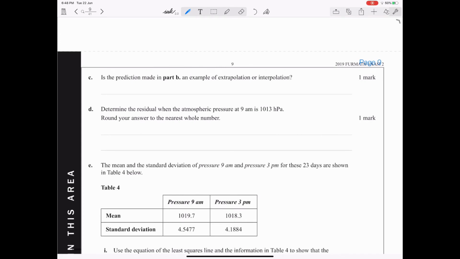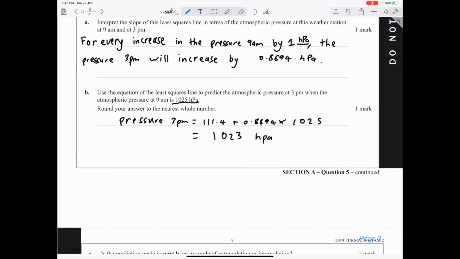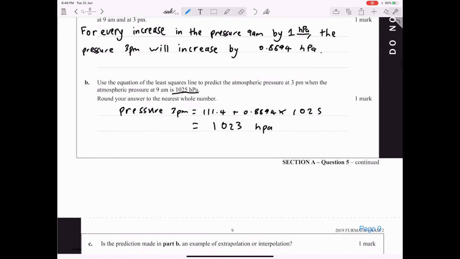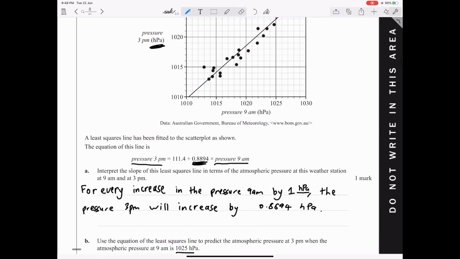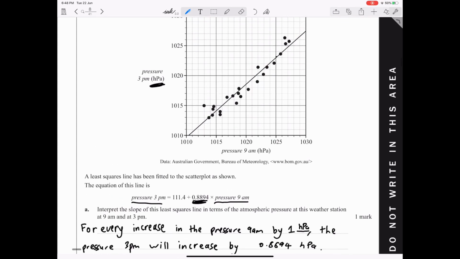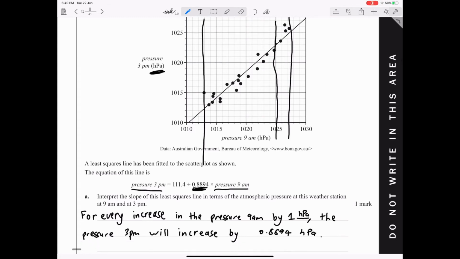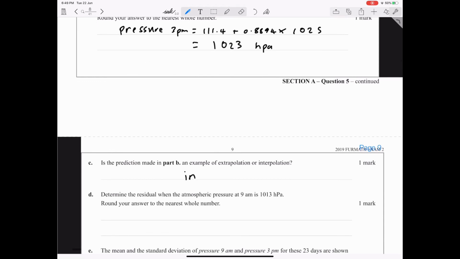5c, is the prediction made in part B an example of extrapolation or interpolation? So in 5b, we were predicting the pressure at 3 p.m. from the atmospheric pressure at 9 a.m., which was 1,025 hectopascals. So to determine if 1,025 hectopascals is interpolation or extrapolation, we need to see if 1,025 hectopascals lies within this data set. So 1,025 hectopascals is there, so therefore interpolation is being used because 1,025 is within the original data set. So therefore interpolation has been used.